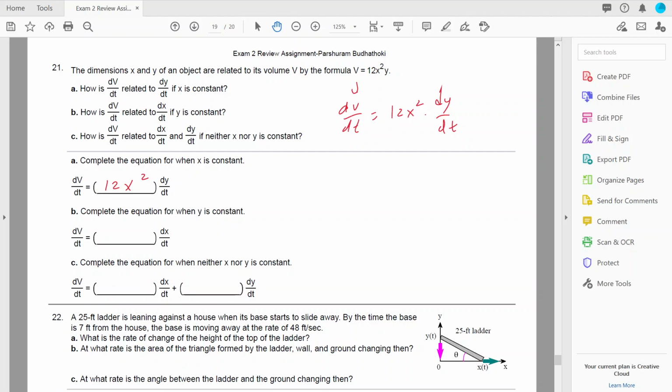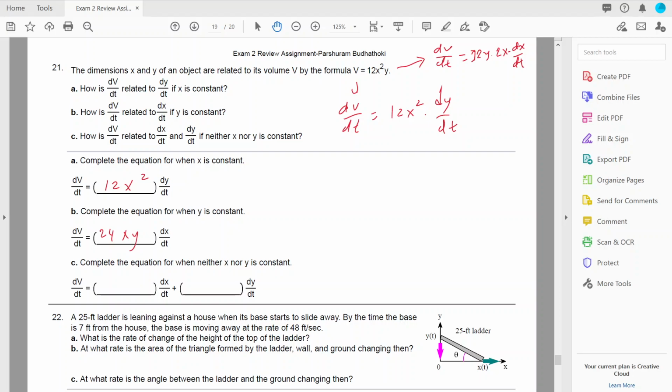By using the very same fact, if you keep y as a constant and take x as a function of t, then the derivative would be 12 times y times 2x times dx over dt. Because the derivative of x squared is 2x times dx over dt. So finally it will be 12 times 2, which is 24xy dx over dt.